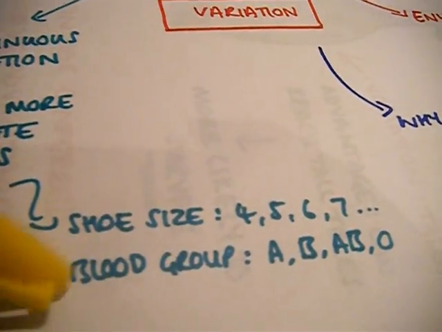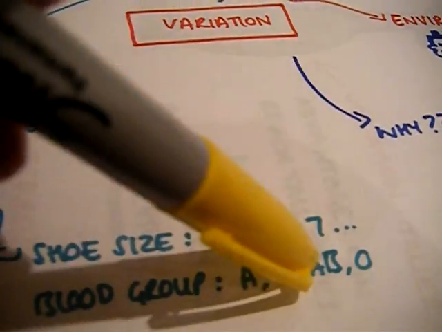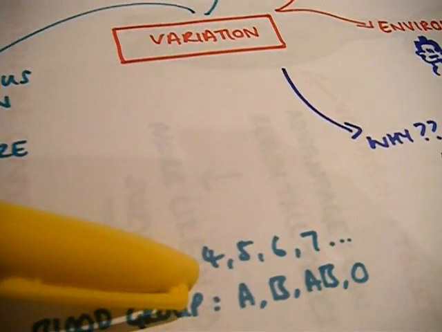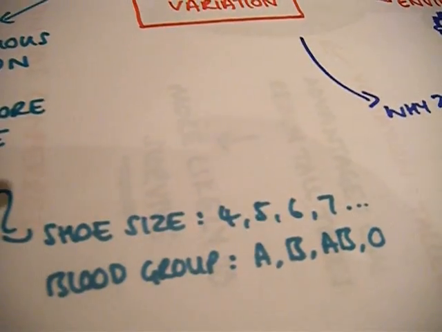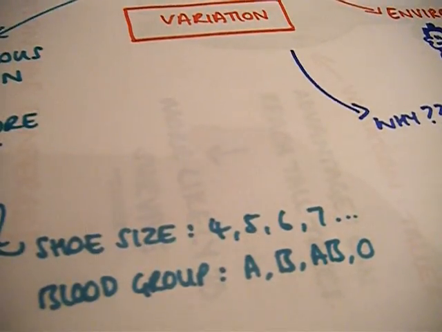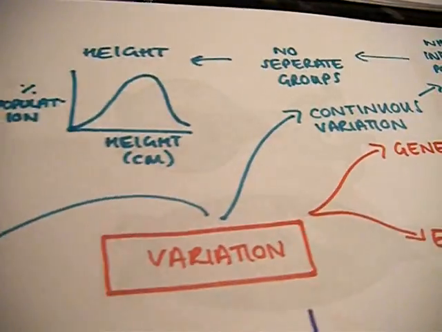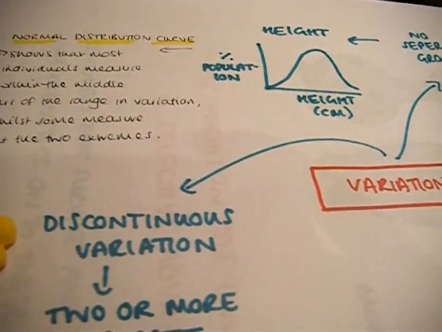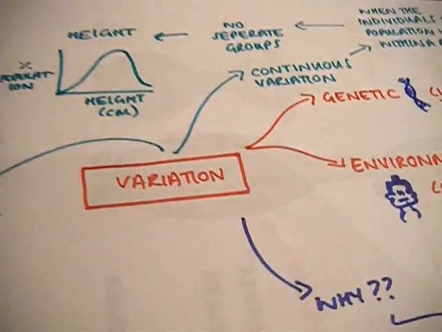Or if you were to take blood groups, you would either be an A, a B, an AB or an O. There's no range. You either are a 4 shoe size or you're not. You either are a blood group A or you're not. So that's the difference there between continuous variation and discontinuous variation. That's pretty much all you need to know on variation.